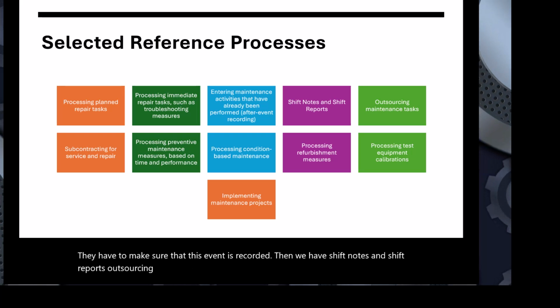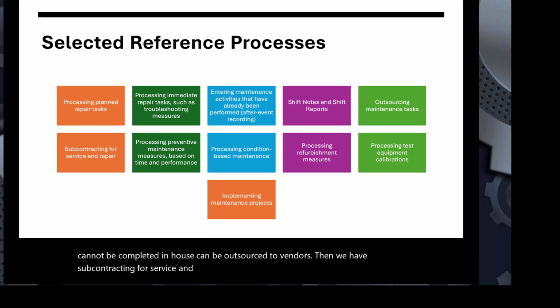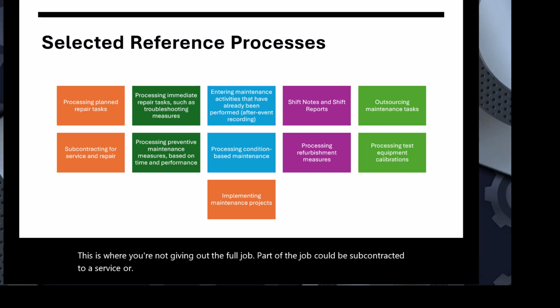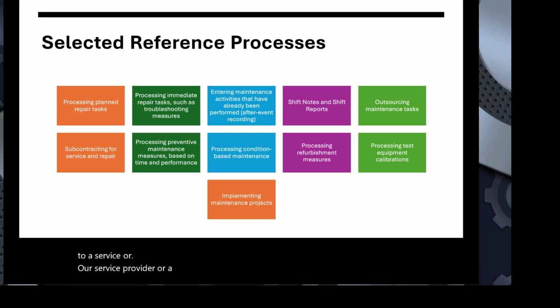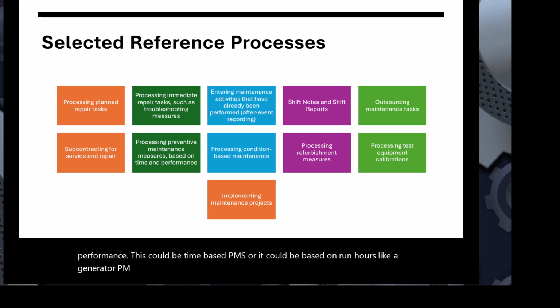Then we have shift notes and shift reports. Outsourcing maintenance tasks. This is in cases where some of the tasks that cannot be completed in-house can be outsourced to vendors. Then we have subcontracting for service and repair. This is where you're not giving out the full job. Part of the job could be subcontracted to a service provider or a vendor. We then have processing preventive maintenance measures based on time and performance. This could be time-based PMs, or it could be based on run hours, like a generator PM after 1,000 hours.